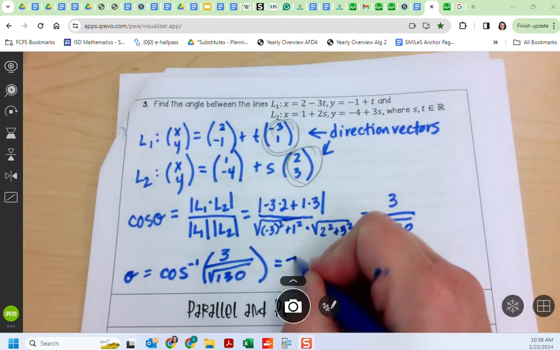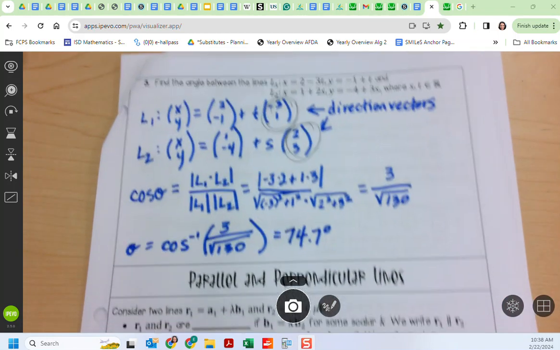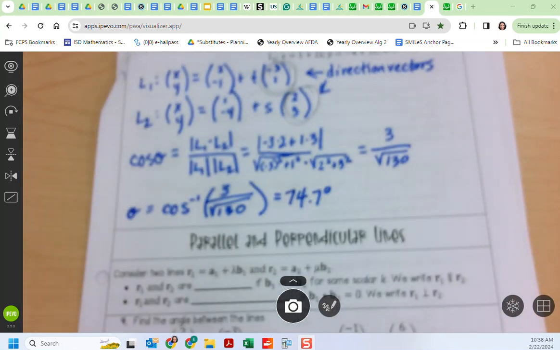All right, so 74.7 degrees is the angle between the two vectors. So notice you just needed their directions. That's it.